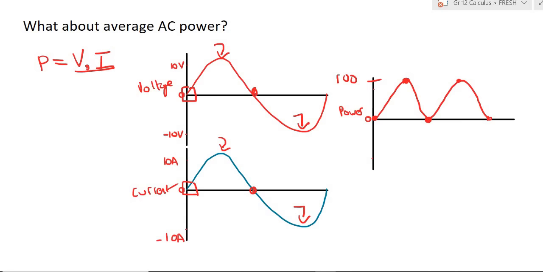To work out the average power, you literally just take the maximum value and you divide it by 2. So we can say that the average power is the maximum power divided by 2.